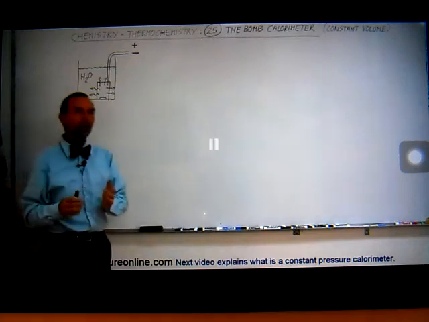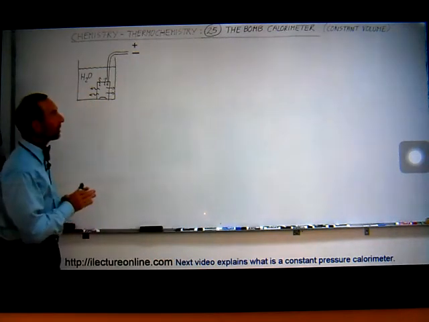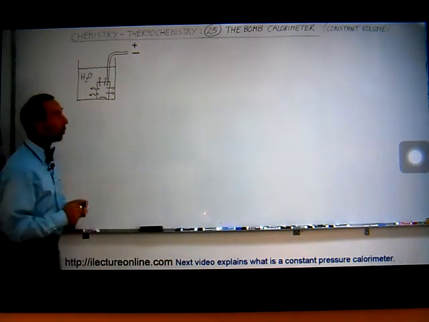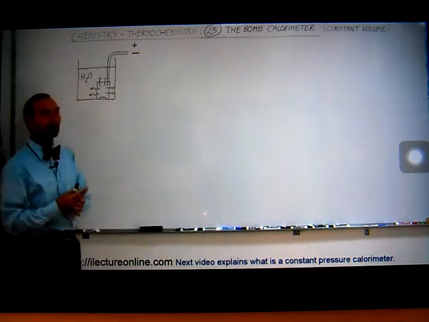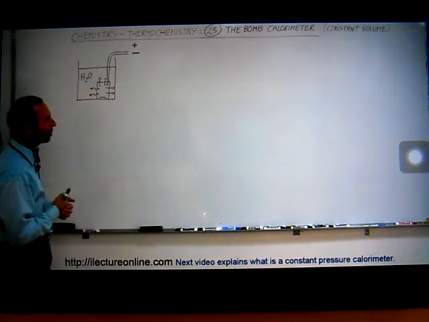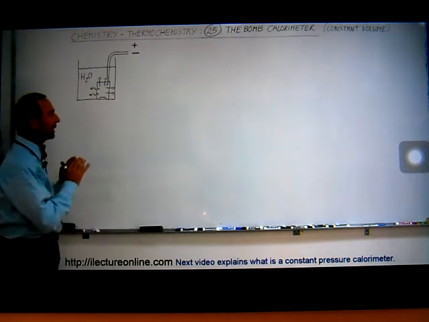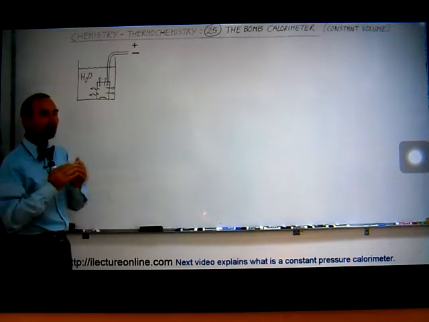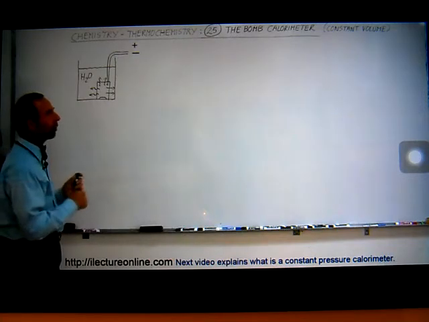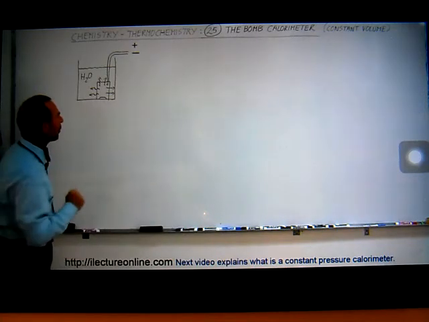We're supposed to look at one of the two different calorimeters that we typically use in chemistry. One of them is called the bomb calorimeter. I'm not quite sure why they call it the bomb calorimeter, but really what it does for us is keep the reaction in a constant volume situation, or a constant volume scenario. So let me explain a little bit more.